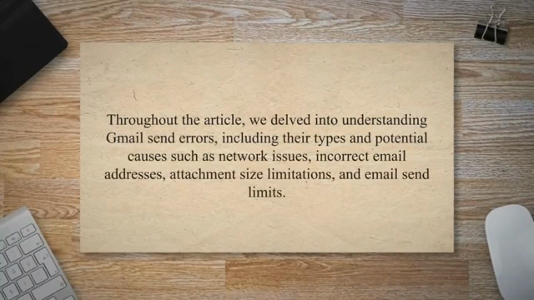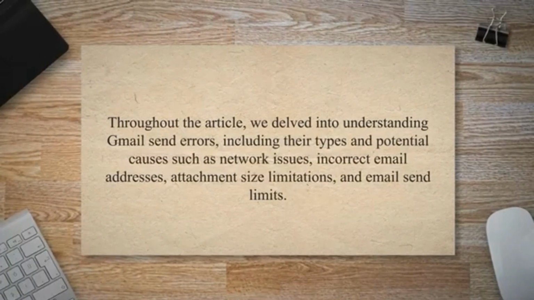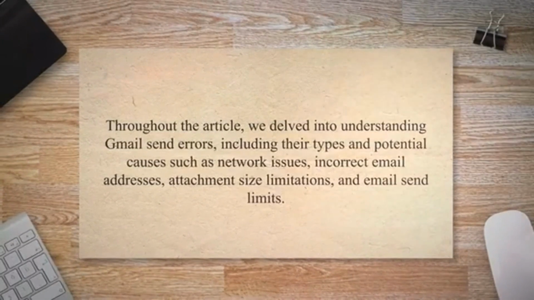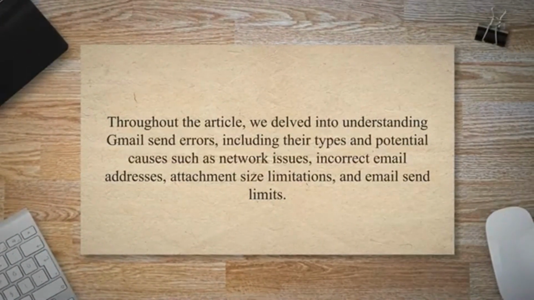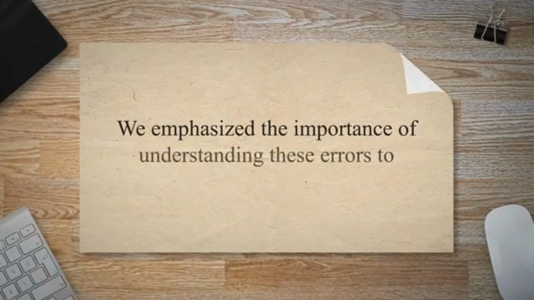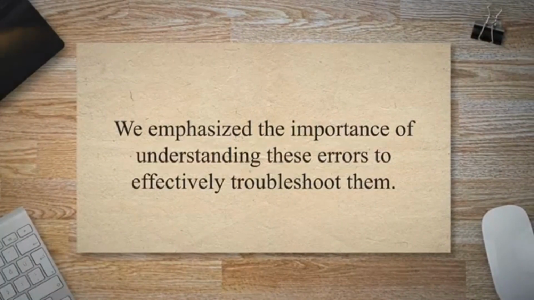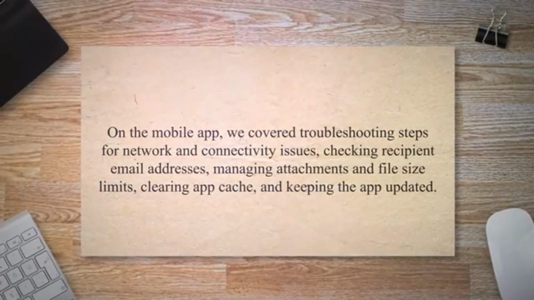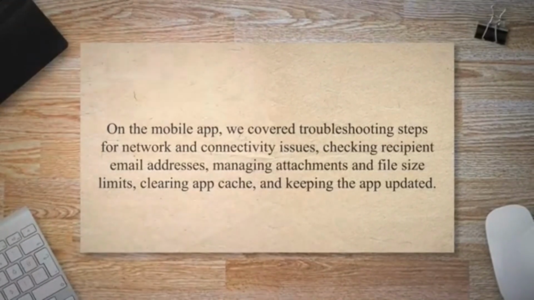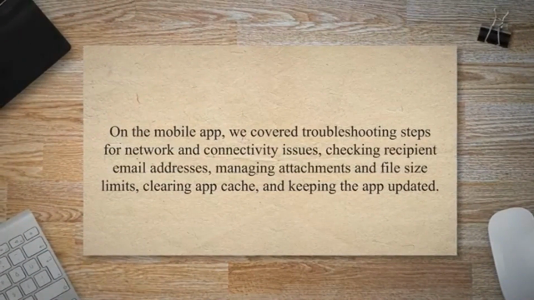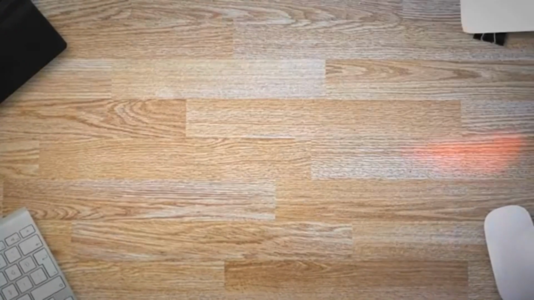Throughout the article, we delved into understanding Gmail send errors, including their types and potential causes such as network issues, incorrect email addresses, attachment size limitations, and email send limits. We emphasized the importance of understanding these errors to effectively troubleshoot them. On the mobile app, we covered troubleshooting steps for network and connectivity issues, checking recipient email addresses, managing attachments and file size limits, clearing app cache, and keeping the app updated.